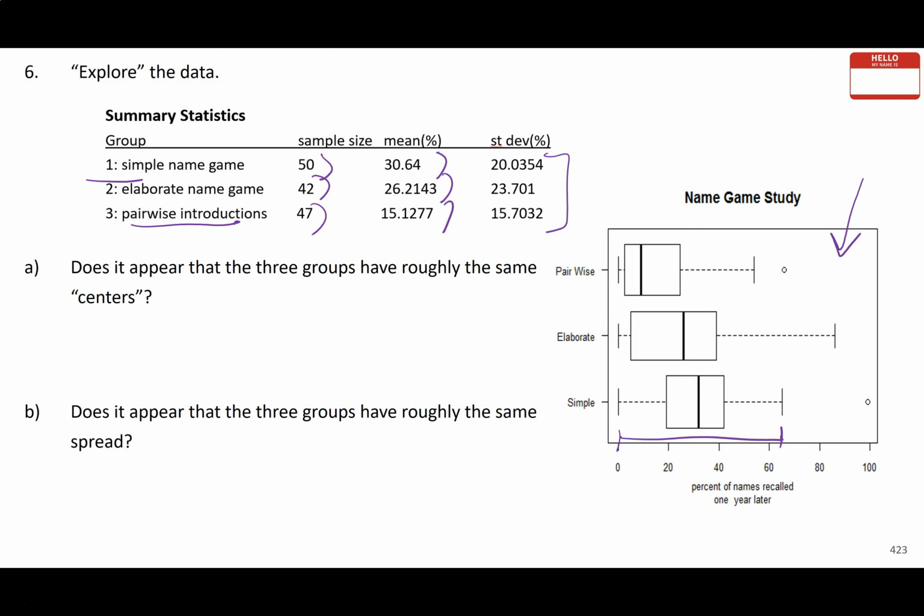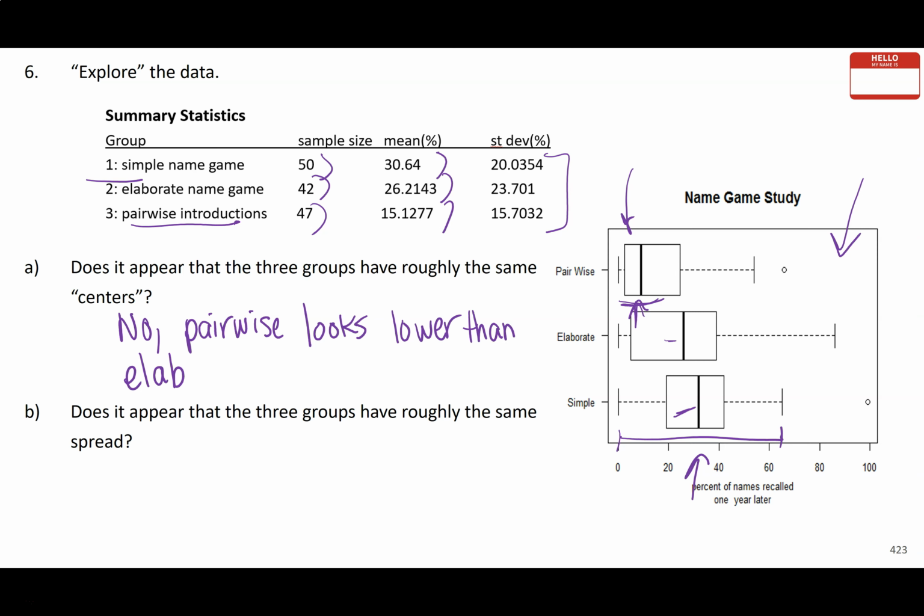So does it appear that they have roughly the same centers? It looks like simple and elaborate have a lot of overlap here. I would say simple and pairwise are probably different. Pairwise's center looks further away than the other two. So this really depends, but I might argue no, pairwise looks lower than the other two, elaborate and simple.